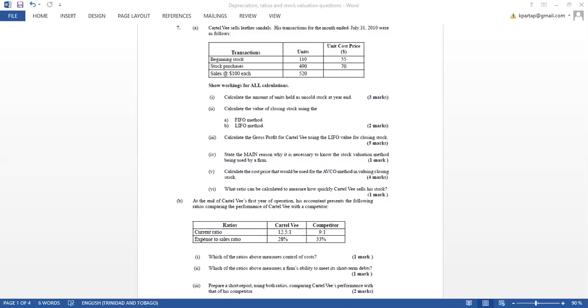So the first question is asking you for unsold stock at the end of the year. So basically, they're asking you to figure out what is the closing stock, right? Would anybody like to give me that answer? You can unmute or you can type in the messenger, anything you want to do, but I need an answer now. Remember, we don't need the value, we need the number of units.